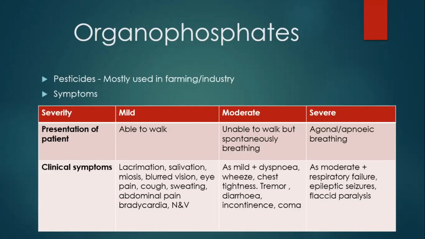Moving into moderate, they can have those plus dyspnea, wheeze. They're in a much worse state, so they can have diarrhea, incontinence, because their neurological system is eventually being overloaded to the point where you end up with nicotinic symptoms, which is respiratory failure. You have what they call the killer bees. You've got bronchorrhea and bronchospasm.